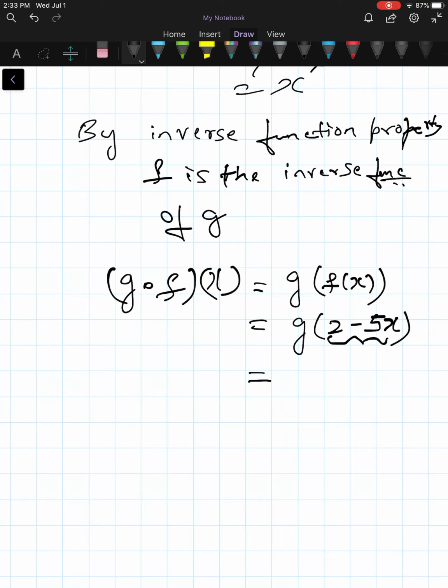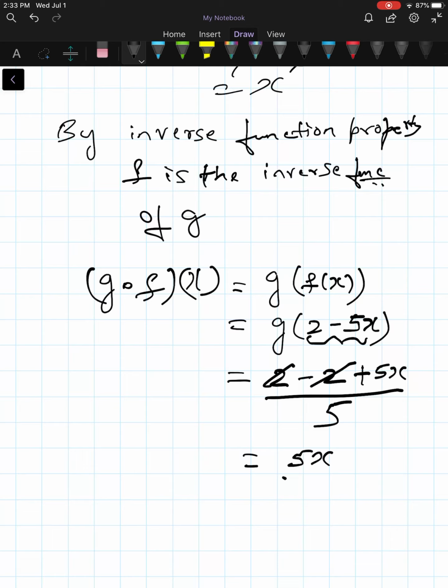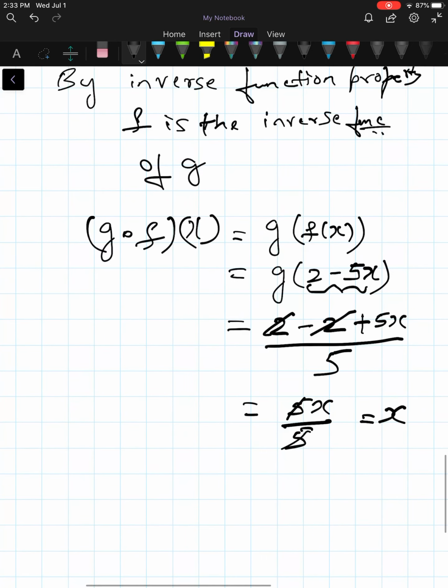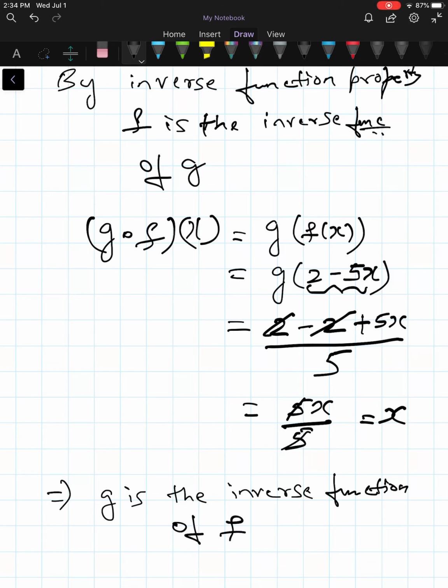Yeah, what was g? It was 2 minus x divided by 5. So that will be 2 minus 2 plus 5x divided by 5. I'm sorry, so 2 minus 2 will get cancelled. You are left with 5x by 5, and 5 also will be cancelled, and you are left with x. So this implies g is the inverse function of f. So we verified that f and g are inverses of each other.